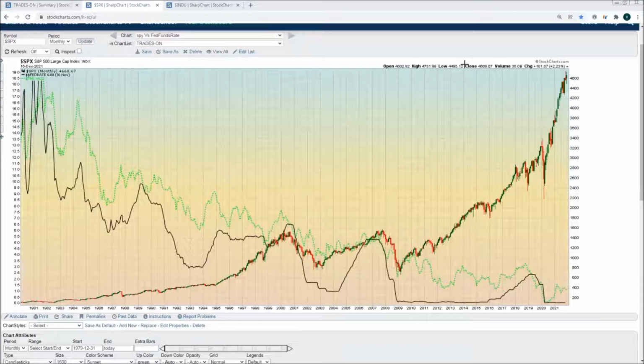So today I want to look at what happens to the stock market when the Federal Reserve raises interest rates. To do that, I'm going to look at a long-term chart. I'm going to start here.